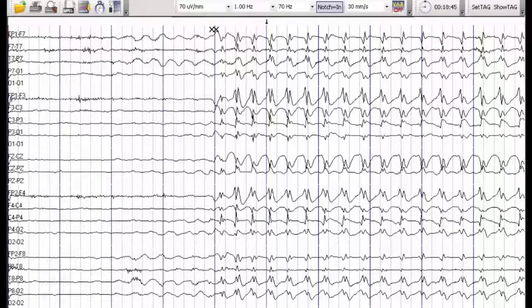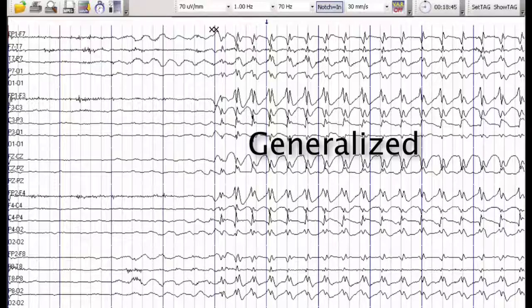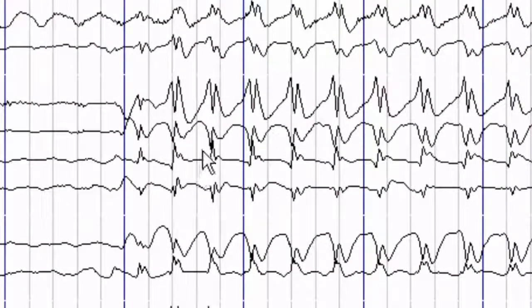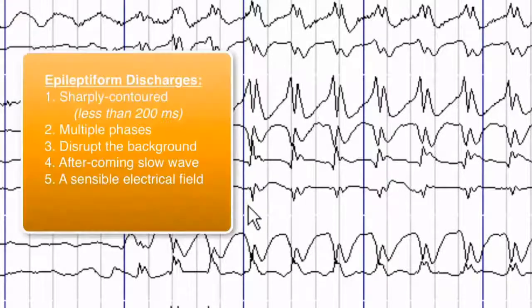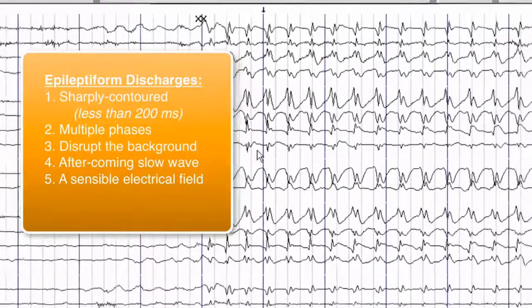On first blush, you can see that the discharges appear to involve most of the head, and therefore we would call this a run of generalized epileptiform discharges. All of the same rules that we saw with focal epileptiform discharges apply, however. If we zoom in on the left central region, we can see that these discharges are sharply contoured. There is clearly a disruption of the background. There are multiple phases. There are large high voltage aftercoming slow waves. And as said before, there is a field that makes sense, although in this case, the field is very diffuse.